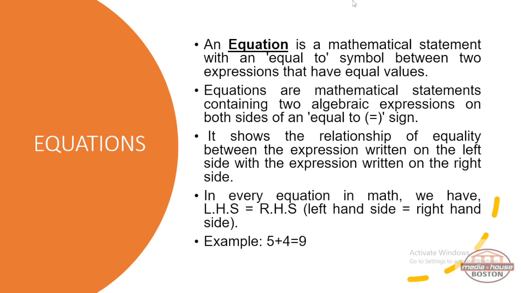So here it continues to read that it shows the relationship of equality between the expression written on the left side and the expression written on the right side. An example would be 5 plus 9 equals 9, but an accounting or finance example would be the accounting equation, where your assets will be equal to your owner's equity plus liability.